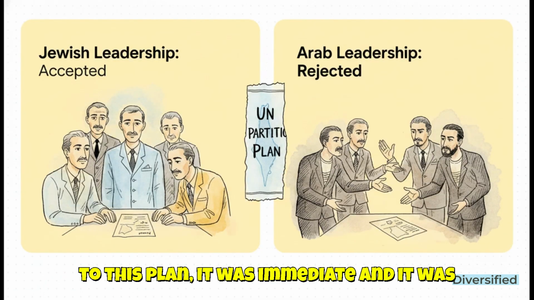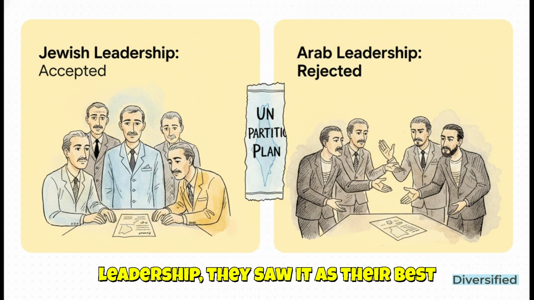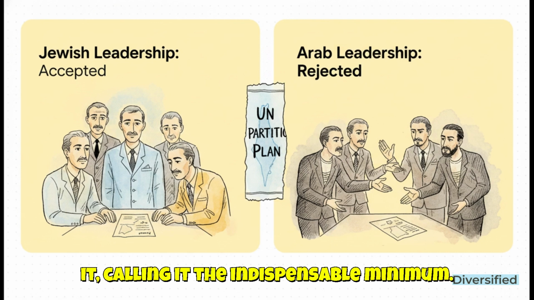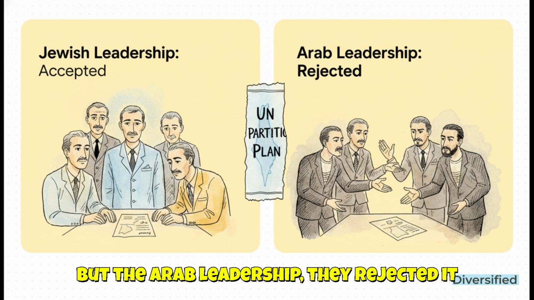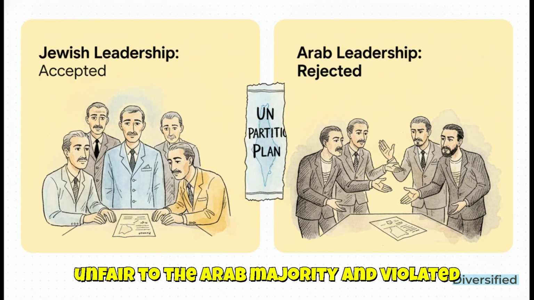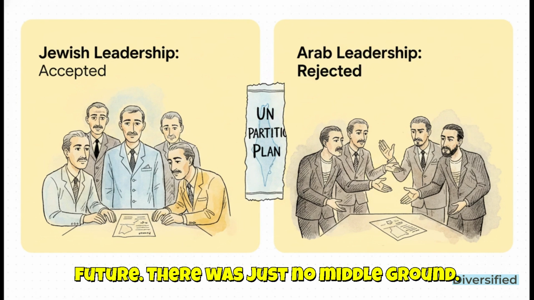And the reaction to this plan? It was immediate, and it was completely black and white. The Jewish leadership, they saw it as their best shot at having a state, so they accepted it, calling it the indispensable minimum. But the Arab leadership, they rejected it completely. They argued it was totally unfair to the Arab majority and violated their right to determine their own future. There was just no middle ground.